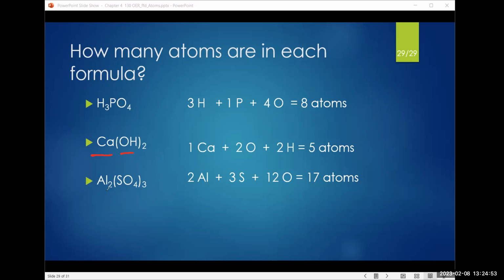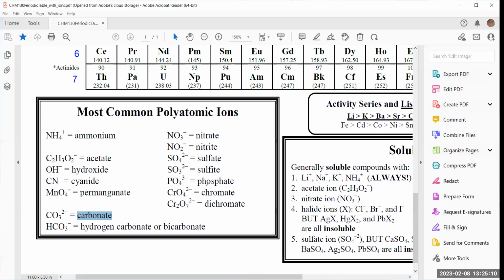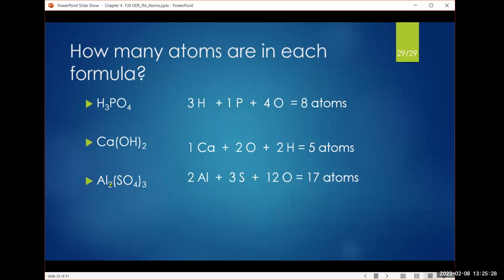The next one, good old Al, is aluminum. But here we go again with the parentheses, and we have SO4. If you had to name that, the fact that you've got a parenthesis should send you over to the periodic table, and here we've got SO4. Its name is sulfate. So what would be the name of that species? Al, which is aluminum, and SO4, which is sulfate. Aluminum sulfate.